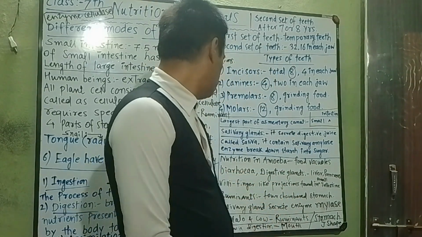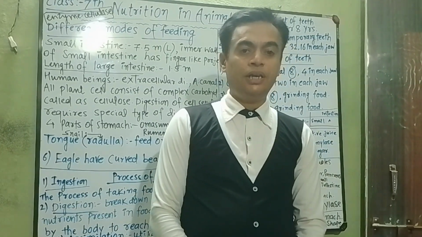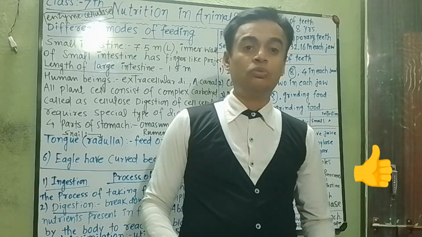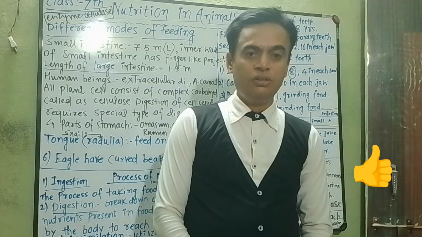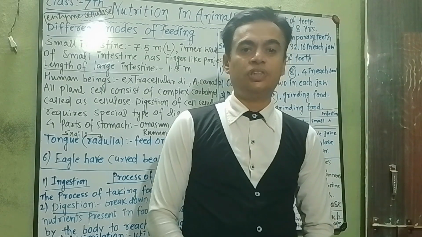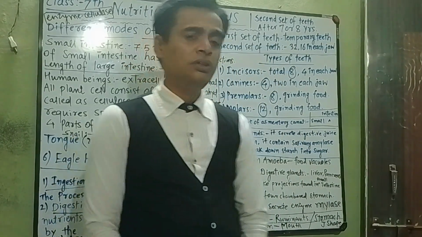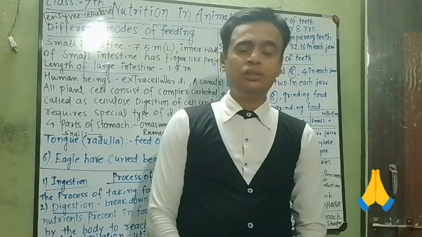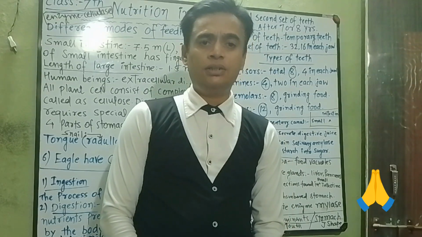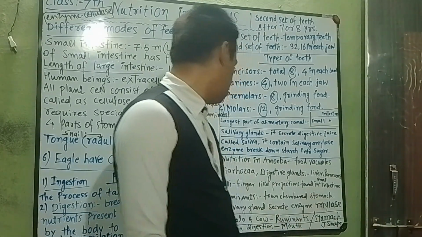Now, villi. What are villi? Villi are finger-like projections found in the inner wall of the small intestine. Small intestine च्या inner wall ला काही finger सारखे projections आहेत, त्याला आपण villi असं म्हणतो. Now, ruminants, प्रबंध करणारे प्राणी. In ruminants, cows and buffalo are examples of ruminants. In ruminants, there is a 4-chamber stomach.